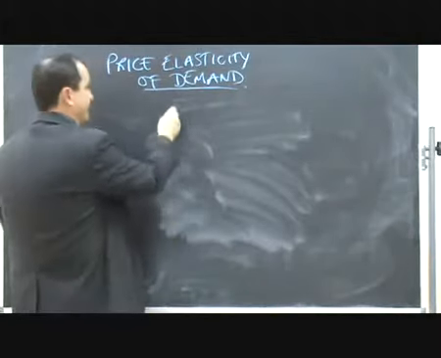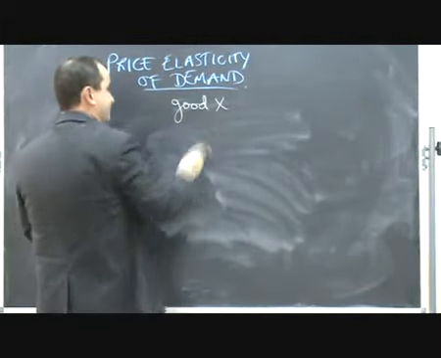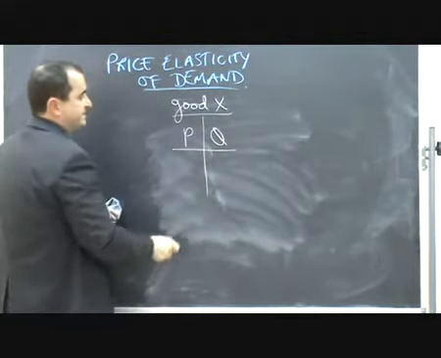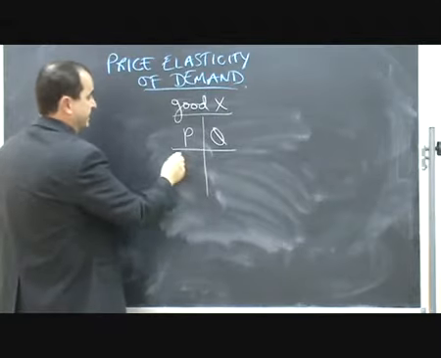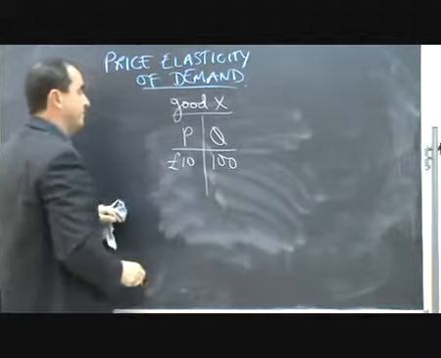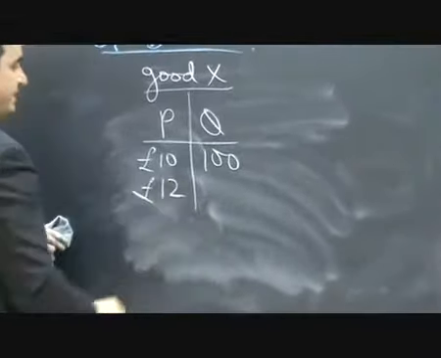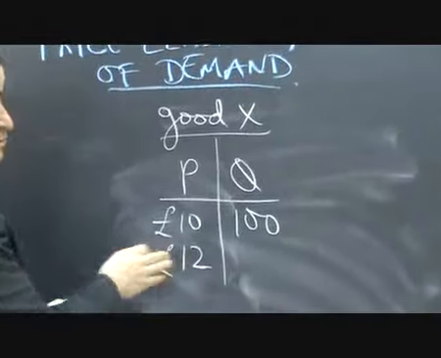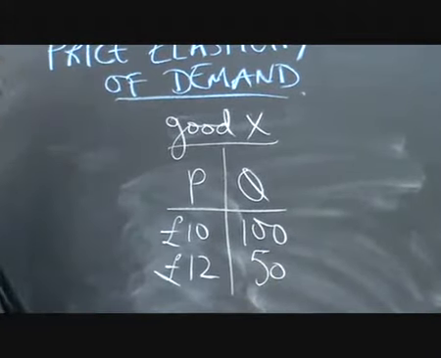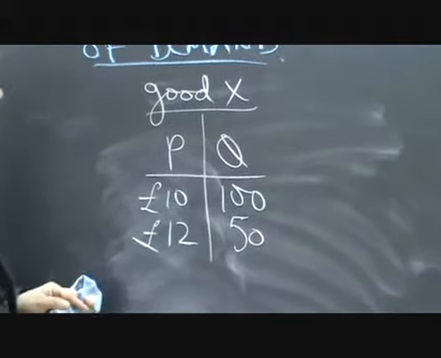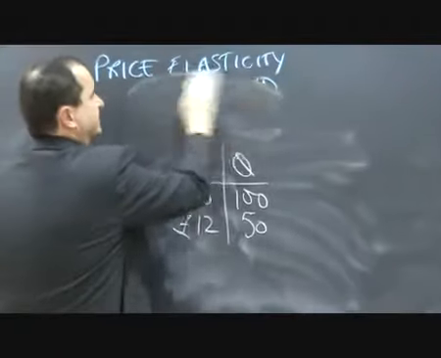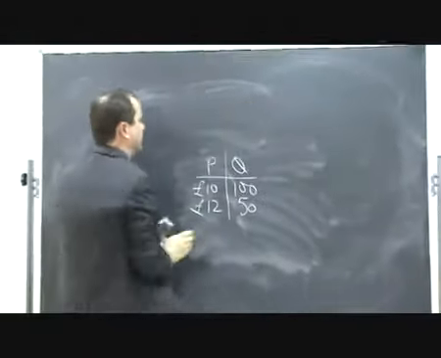If we know for good X, when the price is, let's say, £10, the quantity demanded is 100 units. But when the price rises to £12, the quantity demanded, of course, will fall with the price rise. Let's say it falls to only 50. Let's work through using the equation. Now I want to leave those figures there, so I'm just going to rub out some of this so that we can work through the equation.